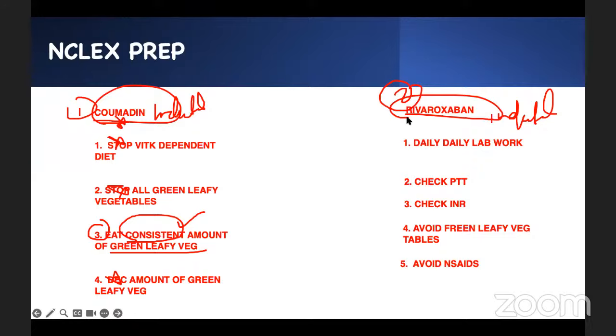And you don't need lab work. So daily lab work is gone. You don't need to check PTT, INR, no. Of course, you should avoid NSAIDs. You don't need to change your diet. So the right answer is number 5. Okay?